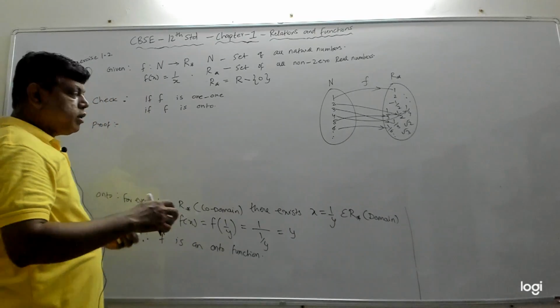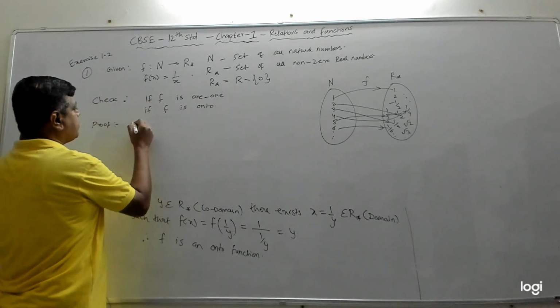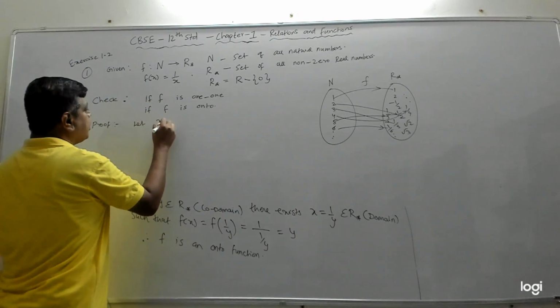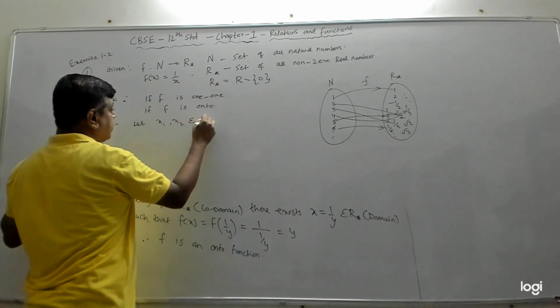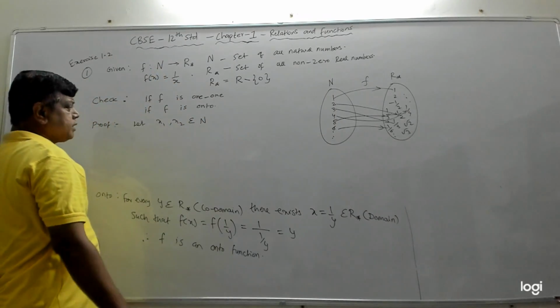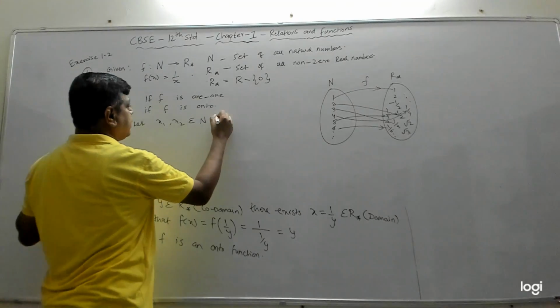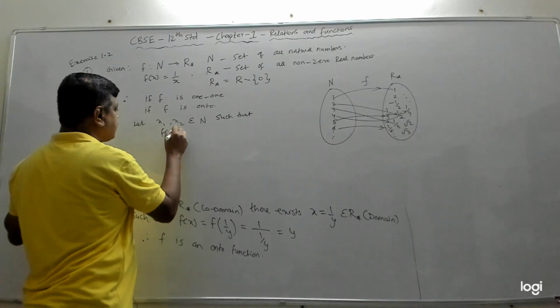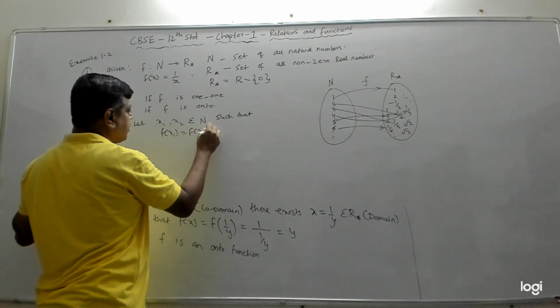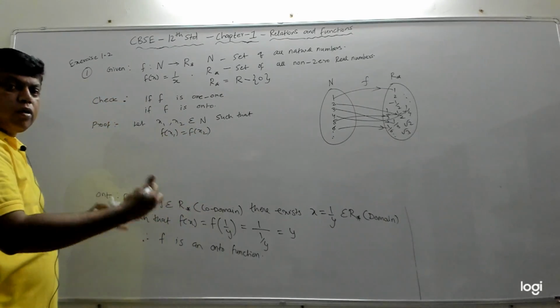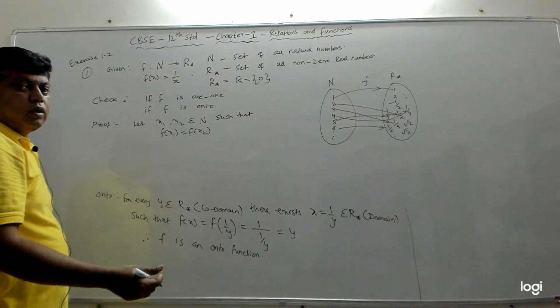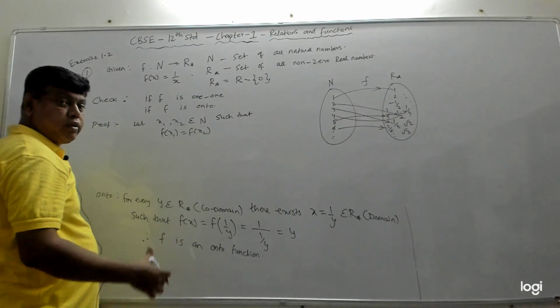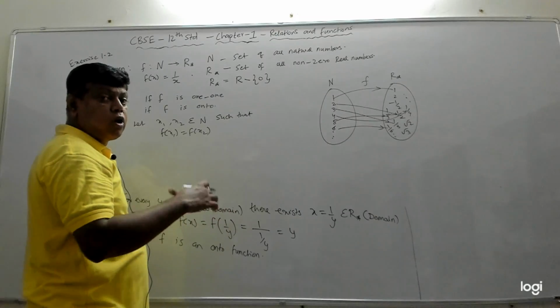So we will try to prove that it is 1 to 1. To prove 1 to 1, the same proof. We'll take two elements x1, x2 belonging to N, which is our domain, such that the images are the same, f of x1 equal to f of x2. When images are the same, we have to prove the numbers are also the same. We have to prove x1 equal to x2. If we prove x1 equal to x2, then f is 1 to 1. If x1 is not equal to x2, then f is not 1 to 1.